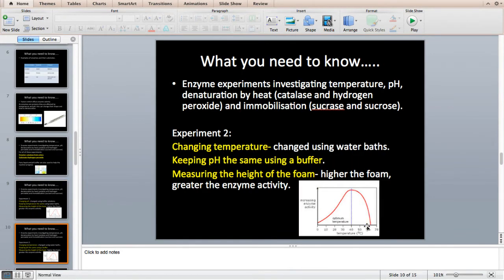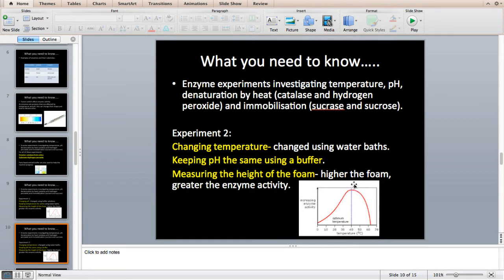Our second experiment was looking at changing temperature. So it was done exactly the same way, except this time we used pH 8 for all of our samples, and we changed the temperature this time by using different water bath temperatures. Okay, so what we saw here, girls, was a lovely bell-shaped curve again, with a temperature of 40 degrees being the optimum temperature for the enzyme, okay?